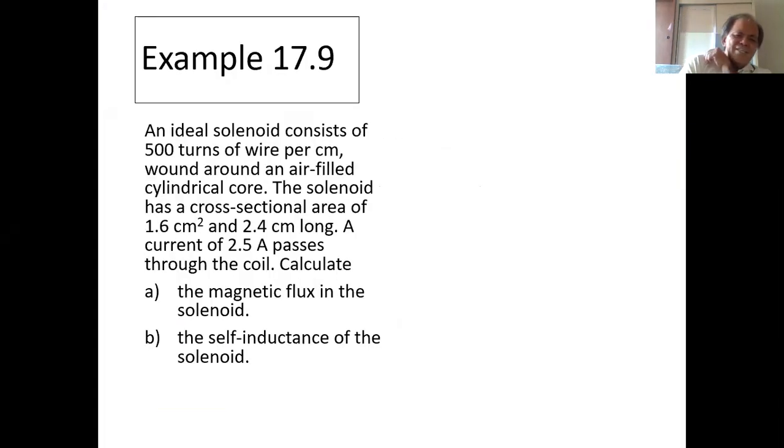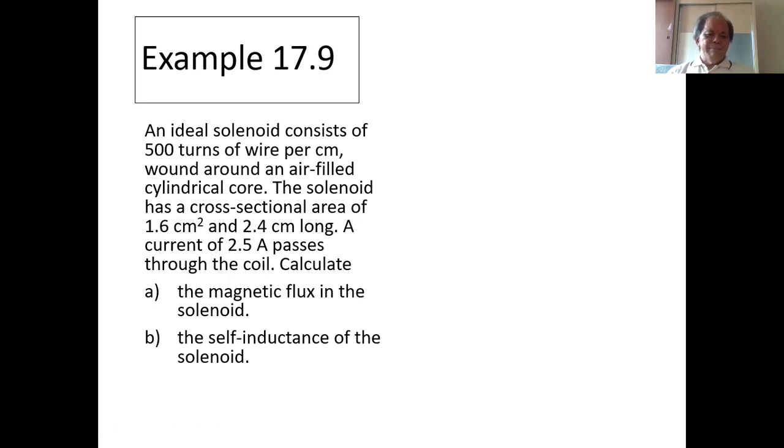Try this one. An ideal solenoid consists of 500 turns of wire per cm wound around an air-filled cylindrical core. The solenoid has a cross-sectional area of 1.6 cm squared. Remember to change to meter squared. And it is 2.4 cm long. Remember to change to meter. A current of 2.5 ampere passes through the coil. Calculate the inductance of the solenoid.